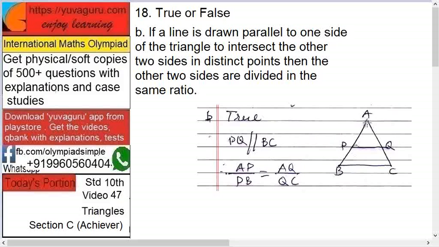Now what is given? AP upon PB will be equal to AQ upon QC. Why? Similarity of triangles, and that's what is asked. Then the other two sides are divided in the same ratio, means these two ratios are the same. So that's the answer, true.